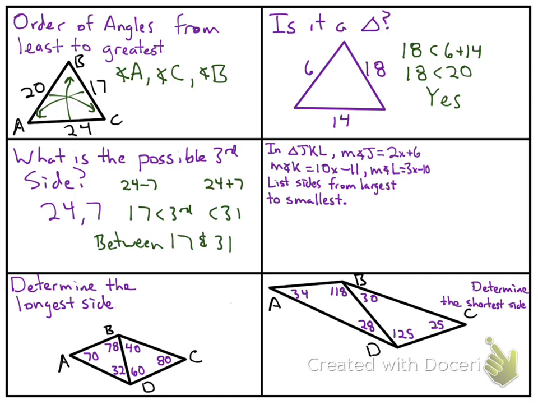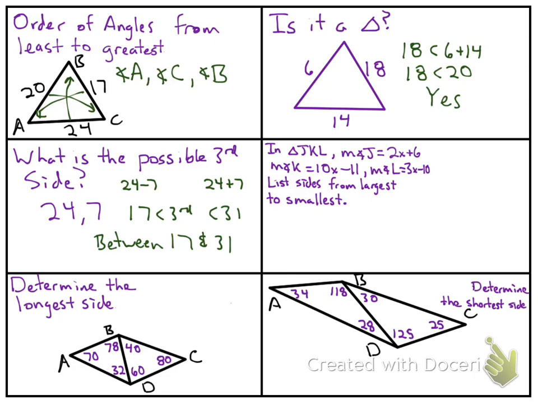Next we have a triangle. We got some values, some expressions for the angles, but we need to figure out the sides from largest to smallest. What we have to do here first is solve the angles algebraically to figure out what the angles are. Then we can go back and figure out the sides.